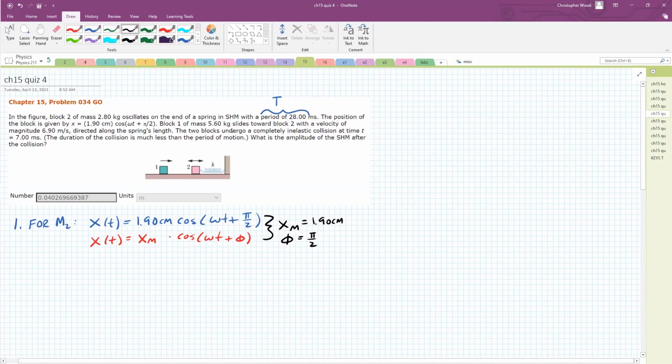Block 1 impacts block 2 with a velocity directed along the spring's path, and they stick together. All right, so they stick together.